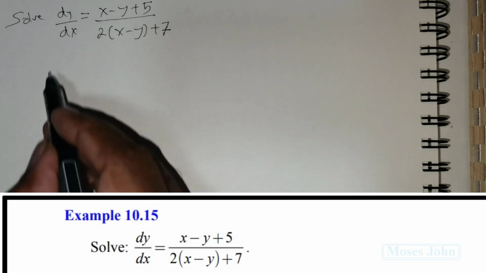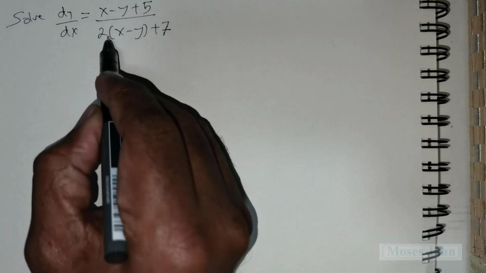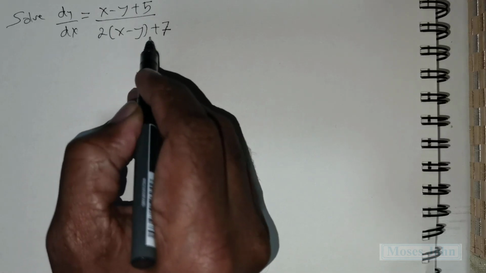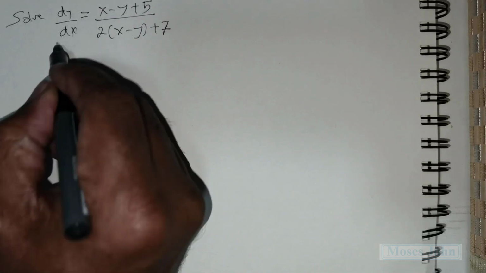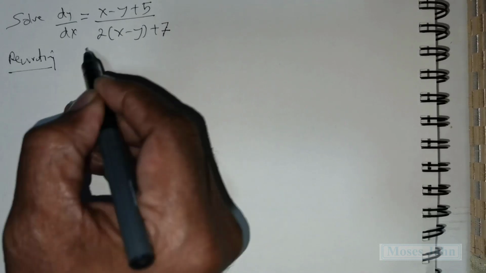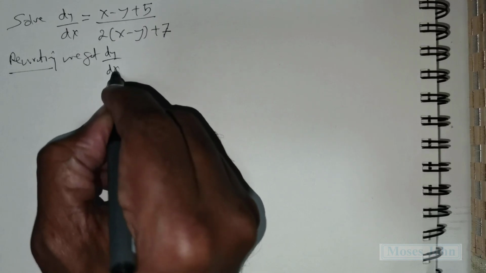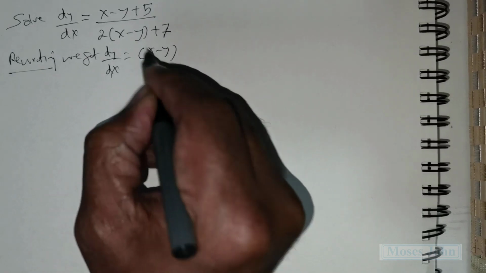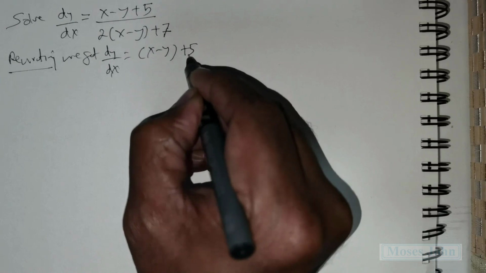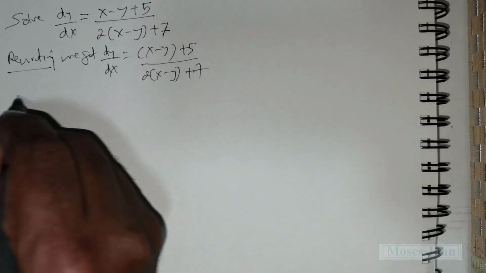Students, we are given this question: dy/dx = (x − y + 5) / (2(x − y + 7)). I'm going to rewrite this as follows: dy/dx = (x − y + 5) / (2(x − y + 7)), just clubbing them together.